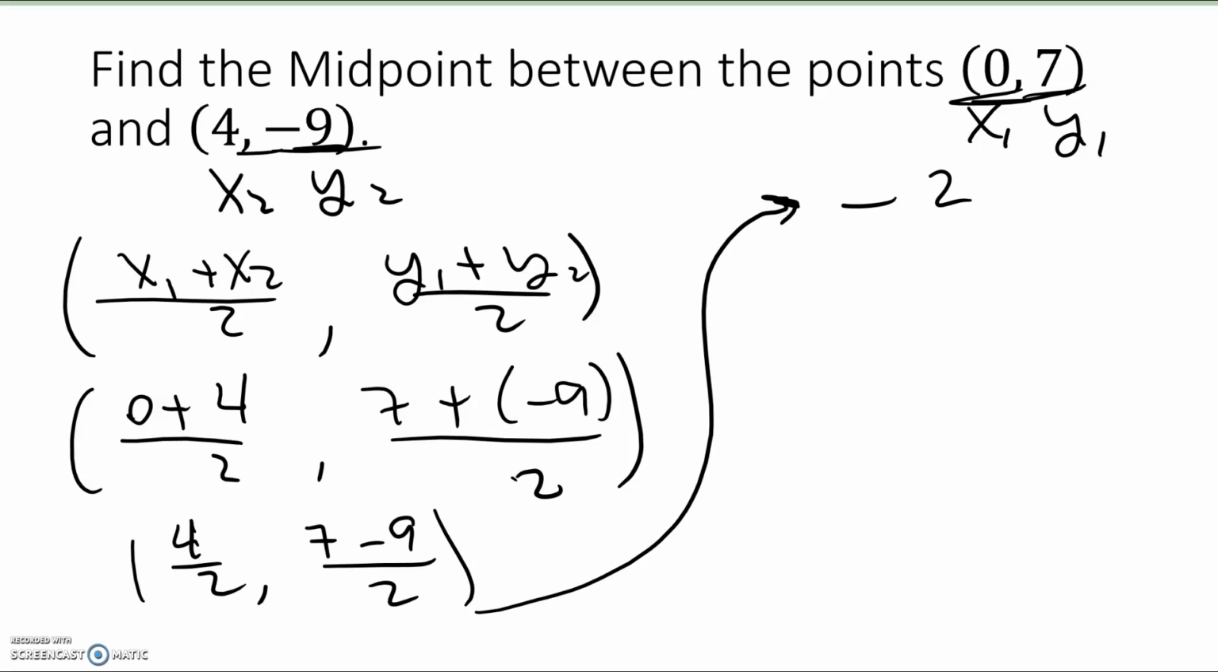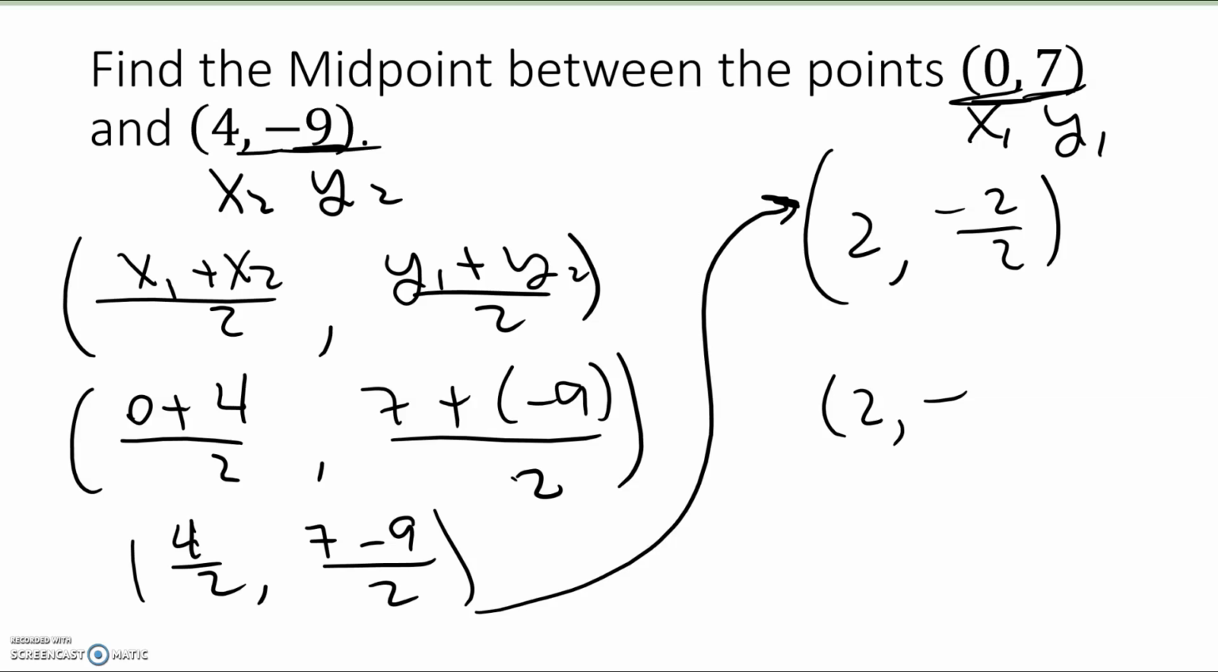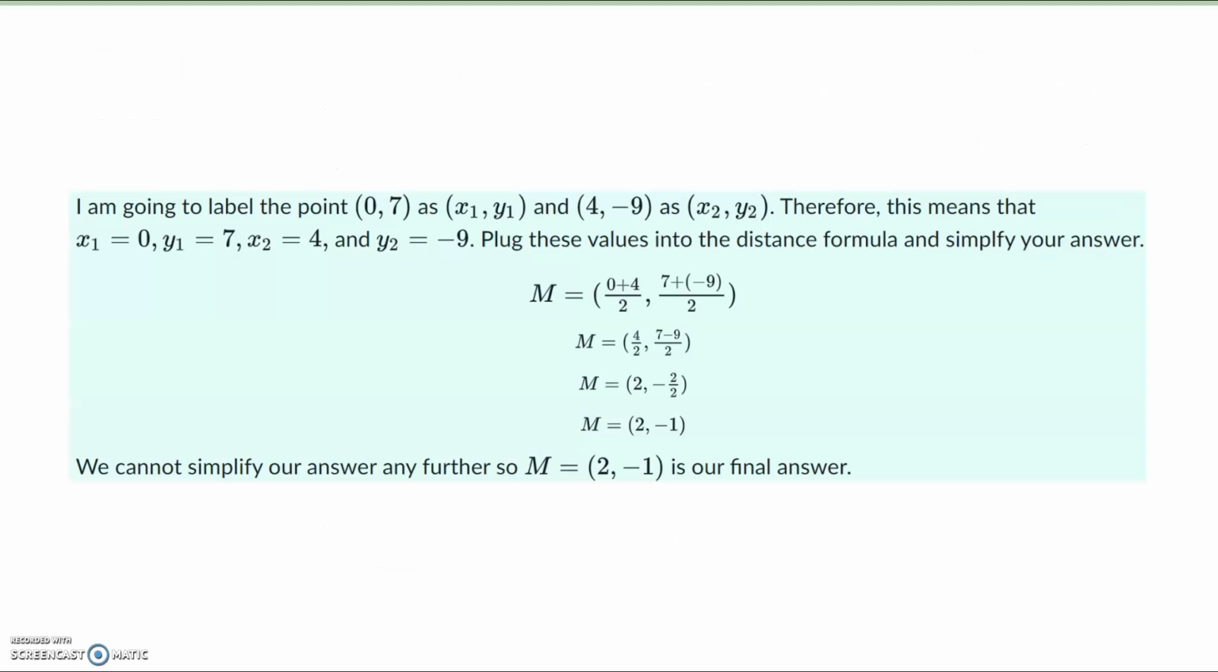That gives me 2. Oh, need to write the other part. We'll go ahead and say 4 over 2 is 2, and that was -2 over 2. Anything divided by itself is just going to be 1. Keep that negative, so -1. So this right here is the midpoint between the points (0, 7) and (4, -9). And again, here's the prettier version of working everything out.